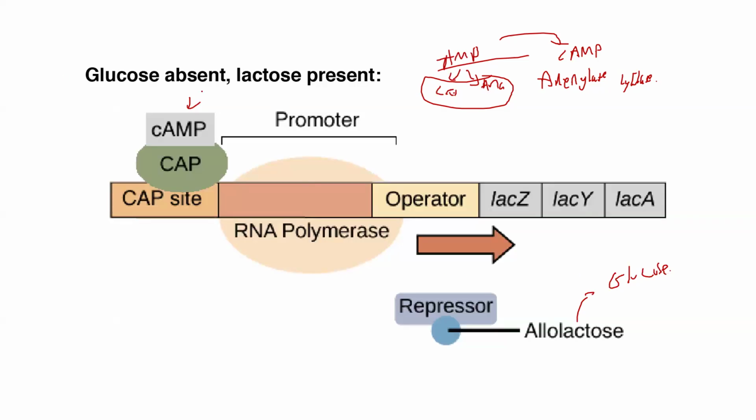So how this is regulated is when glucose is absent and lactose is present, cAMP binds an enhancer site. So here we go. Here's an inducer site or an enhancer site, also known as the CAP site. So cyclic AMP binds to the cyclic AMP transcription factor. This binds the cyclic AMP transcription factor site, which allows for the attachment of RNA polymerase to the promoter.